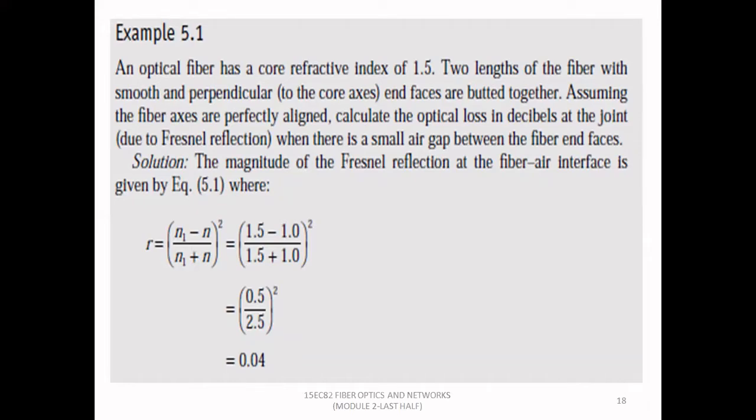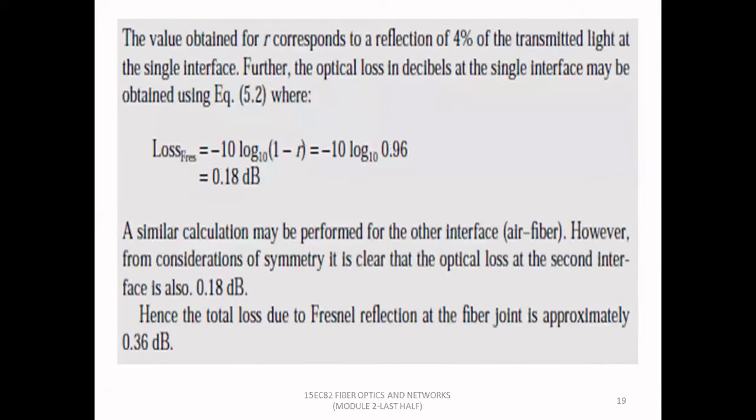Solution: the magnitude of the Fresnel reflection at the fiber and air interface is given by R equal to ((N1 minus N) divided by (N1 plus N)) the whole squared. Substitute N1 equal to 1.5, N equal to 1. You will get R equal to 0.04.